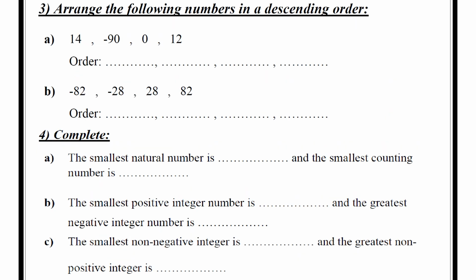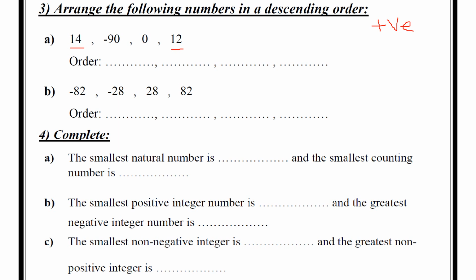And now arrange the following numbers in descending order. Descending order means start with the positive numbers. So here we will start with the positive numbers because they are greater. Here we have 14, negative 90, 0, and here 12. Which numbers are the positive? We have here 14 and 12. As we said before, the positive numbers are smart.